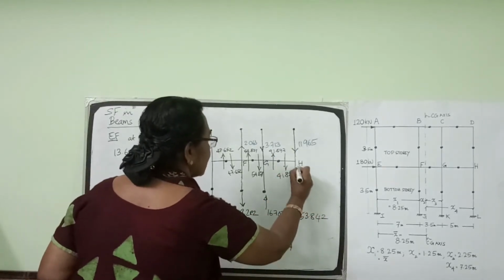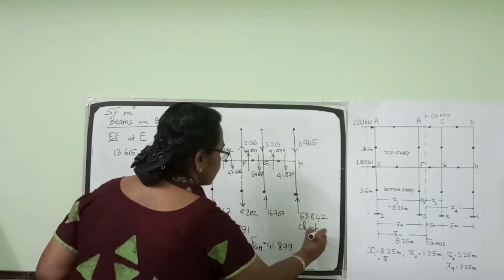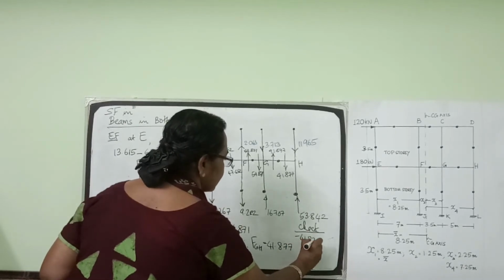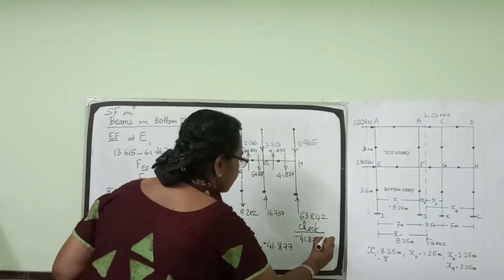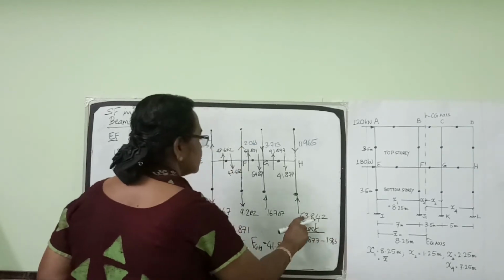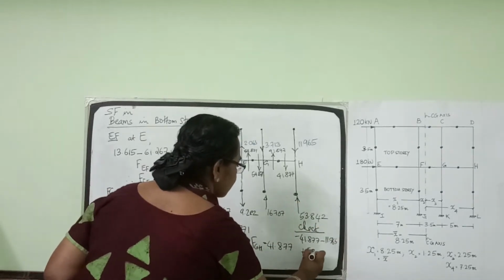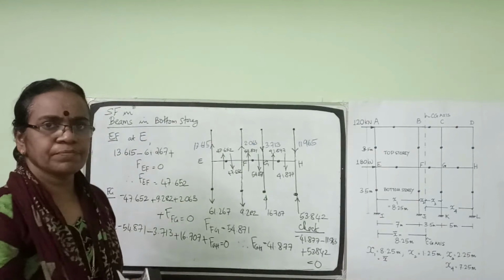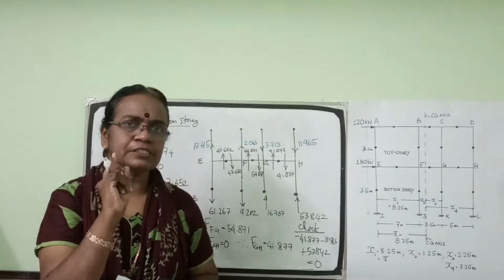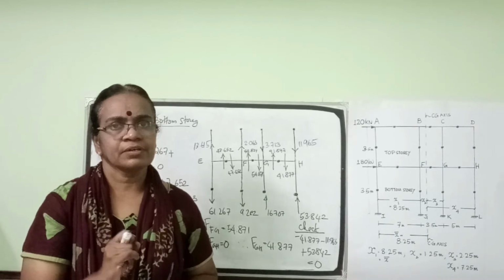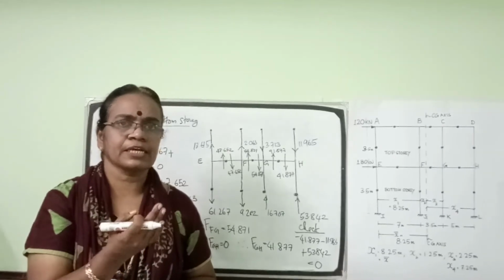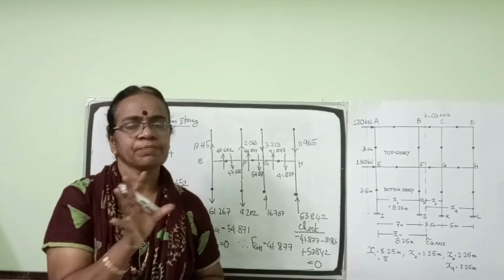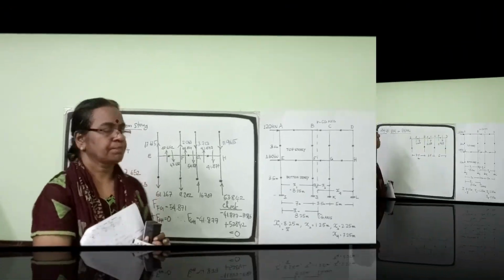Let us check at joint H. 41.877 is acting downwards, so minus 41.877, minus 11.965. This is 53.842 plus 53.842 is equal to 0. So the joint is in equilibrium. Thus as the first step we got the axial forces in all the columns, top story and bottom story. Then in the second step, based on the vertical equilibrium of each joint, we arrived at the shear force in all the beams at both ends.